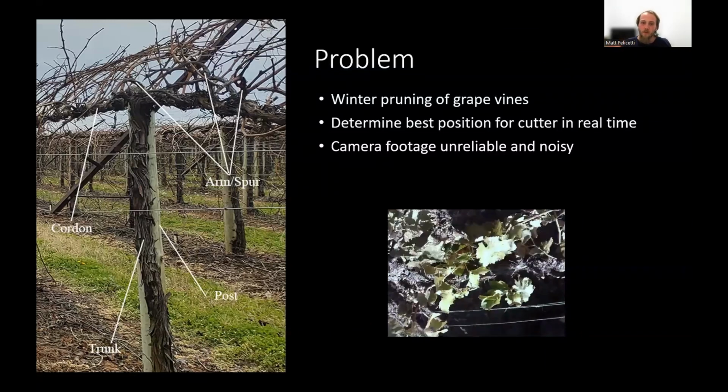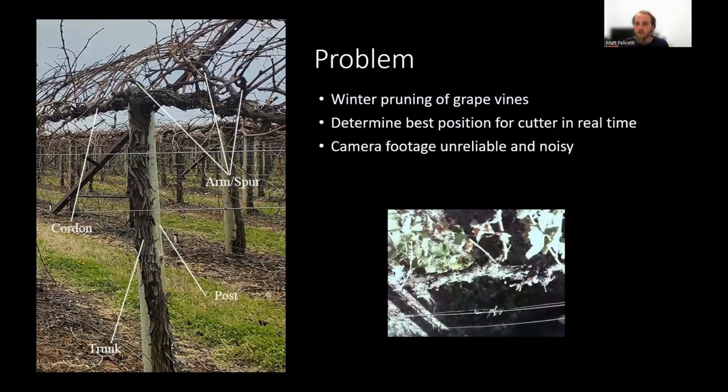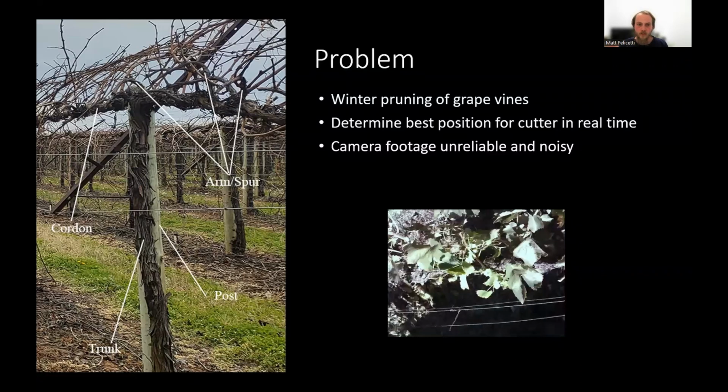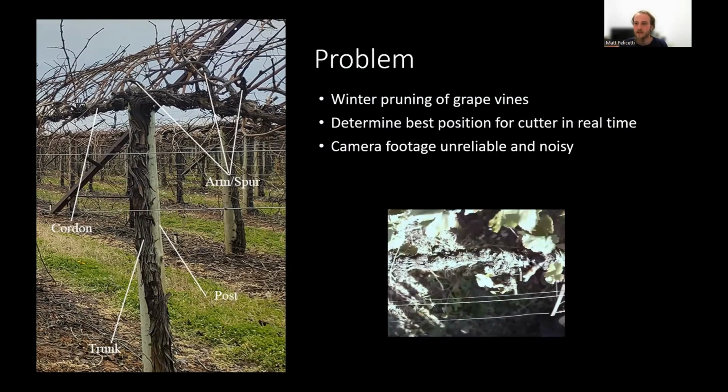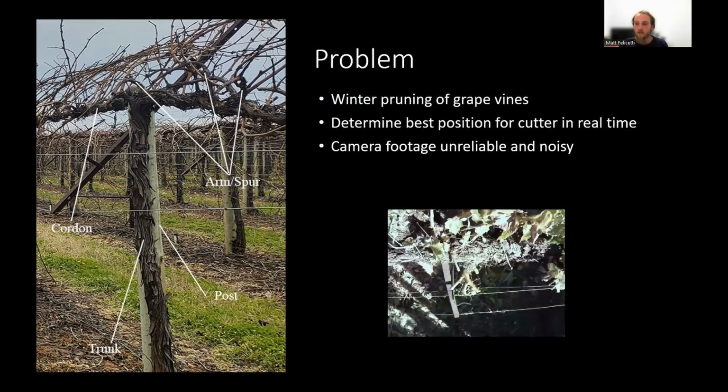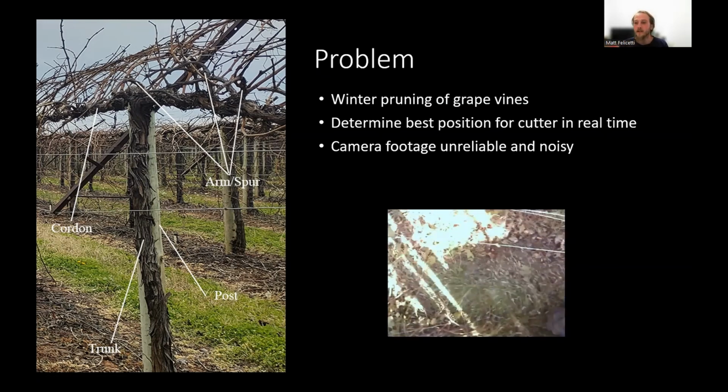The problem that we were looking at was the winter pruning of grapevines. Traditionally, this is a task that is done manually, where people go down each of the rows of vines and prune the arms and spurs of the cordon, as you can see here, using pruners. And this, as you can imagine, is a very time-consuming and costly task.